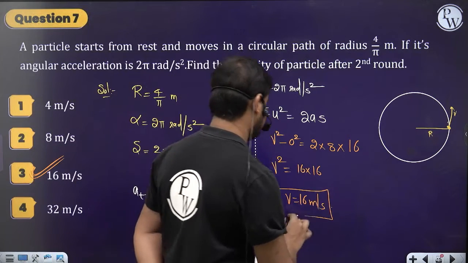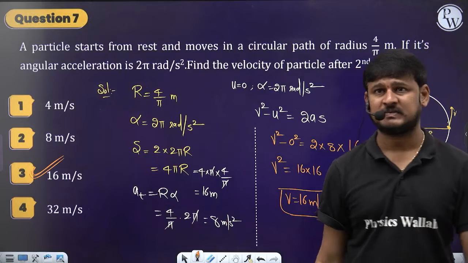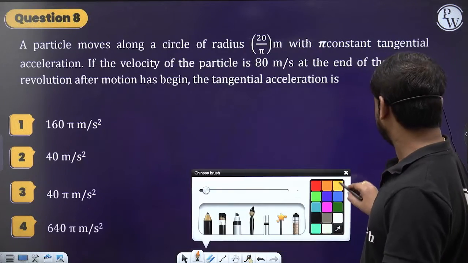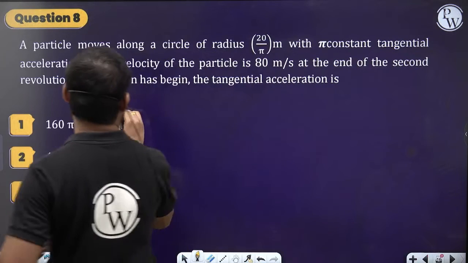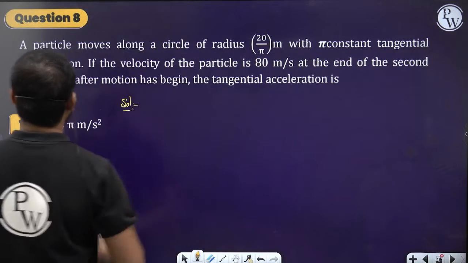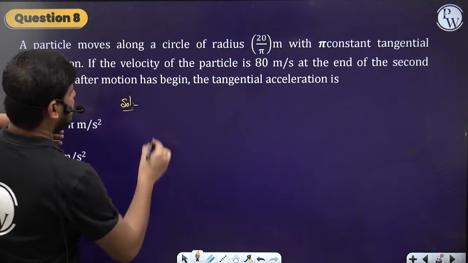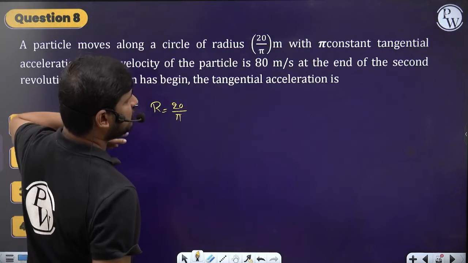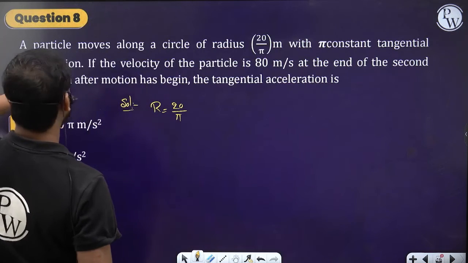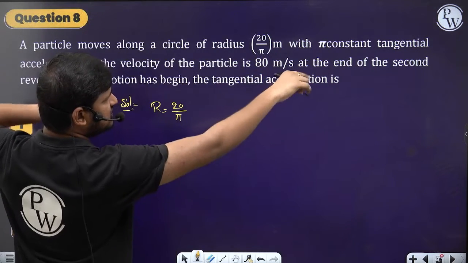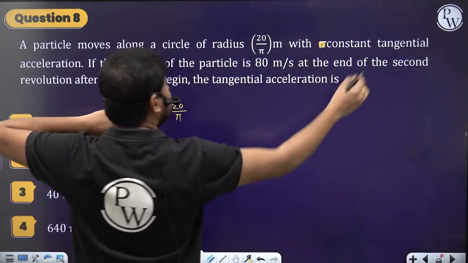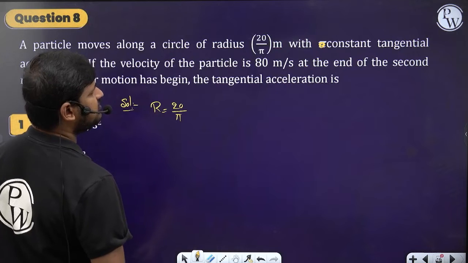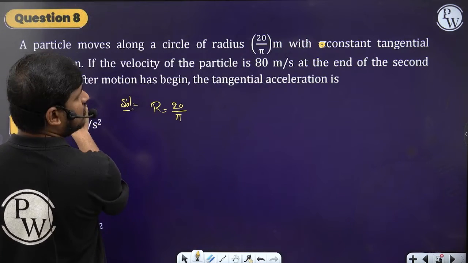Done. Clear? Chal, let's move further. The question number 8. So what does the question say here? A particle moves along a radius that is given as 20 by pi meters, with constant tangential acceleration. If the velocity of the particle is 80 meter per second at the end of the second revolution.